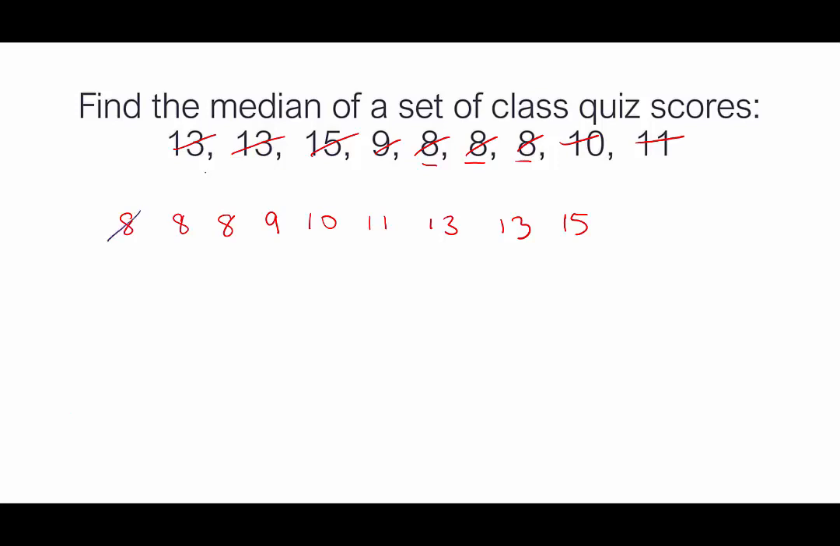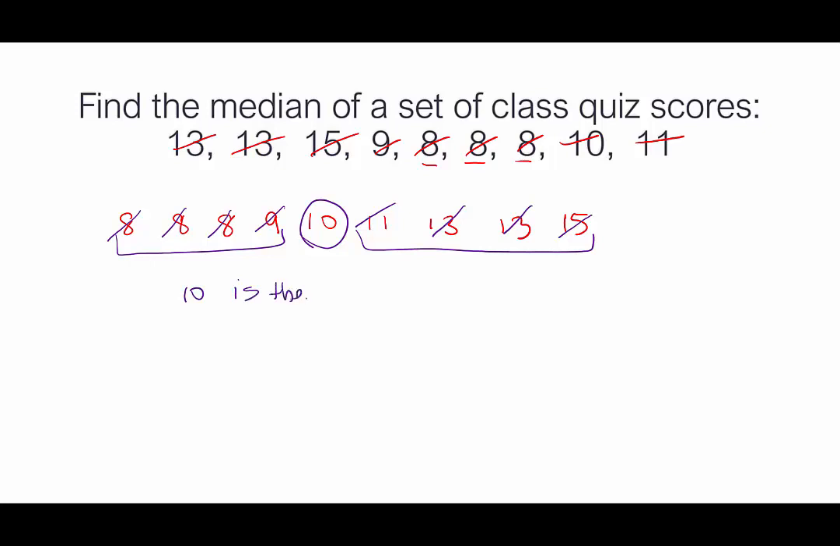So now I'm going to cross out 8 and 15, so the smallest and the largest. Now the next smallest and next largest, I do this again and again. And so now there are 4 crossed out on the left and 4 crossed out on the right, leaving behind the median of 10. So we say 10 is the median. It's the number that's in the middle.